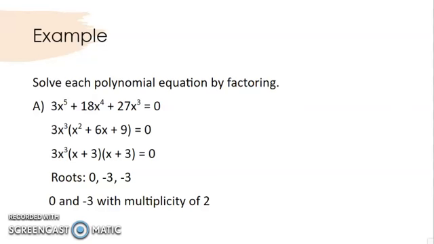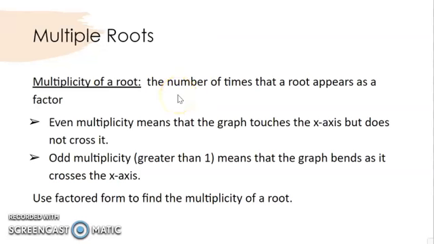So let's take a little bit of a closer look at what multiplicity means. Okay, some zeros have what we call multiplicity. So the multiplicity is the number of times that that 0 or root appears. Even multiplicity means that if you look at the graph and it touches the x-axis and does not cross it, I like to think of it as touching and bouncing back, that means that the root there is going to be a root an even number of times. So it could be 2, 4, 6, or 8, or even more than that.